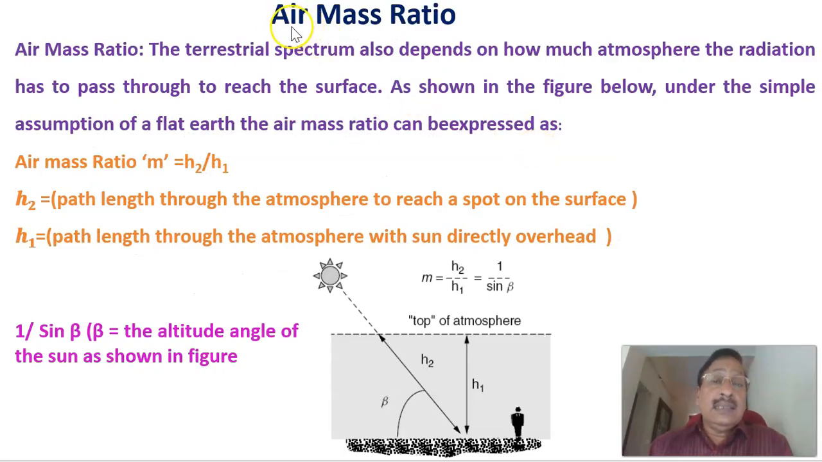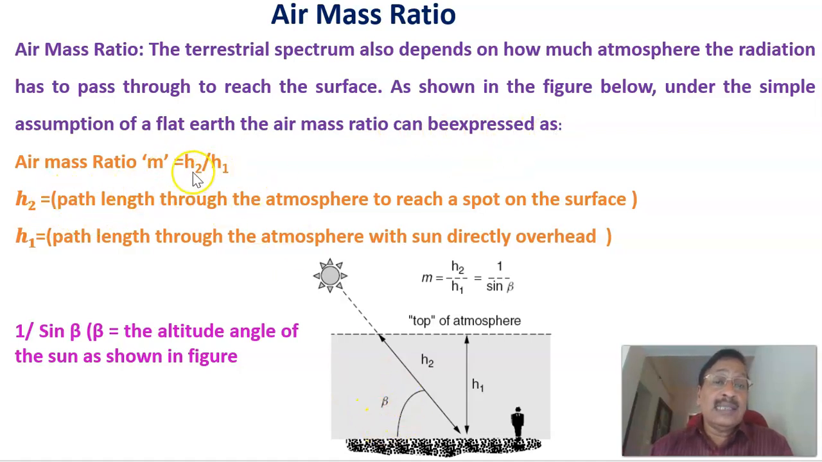Now let us see another term to be explained here: air mass ratio, AMR. Air mass ratio means the terrestrial spectrum also depends upon how much atmosphere the radiation has to pass through to reach the surface, how long the path is. As shown in the figure below, under the simple assumption of a flat earth, the air mass ratio can be expressed as a ratio.